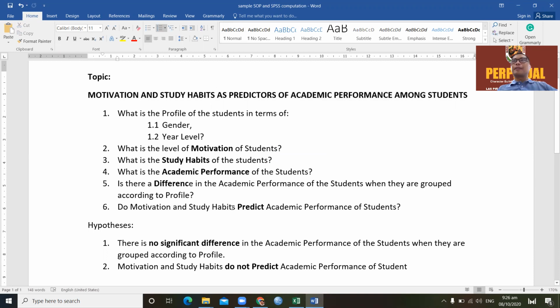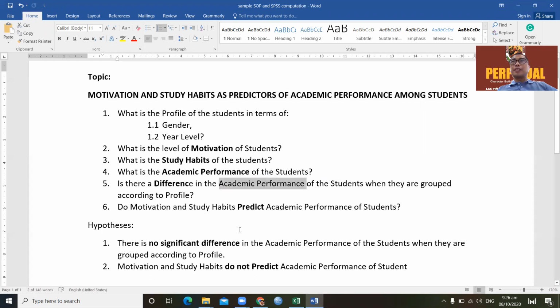We also have other sets of questions relevant to our study. Number 5: is there a difference in the academic performance of students when they are grouped according to profile? You would want to know whether males and females differ in their academic performance, and whether students of different year levels differ in their academic performance.